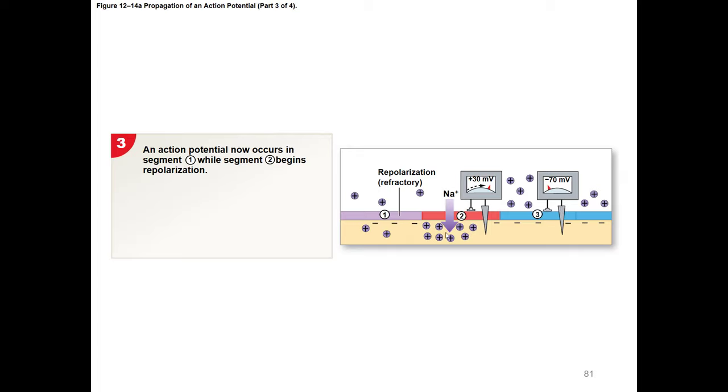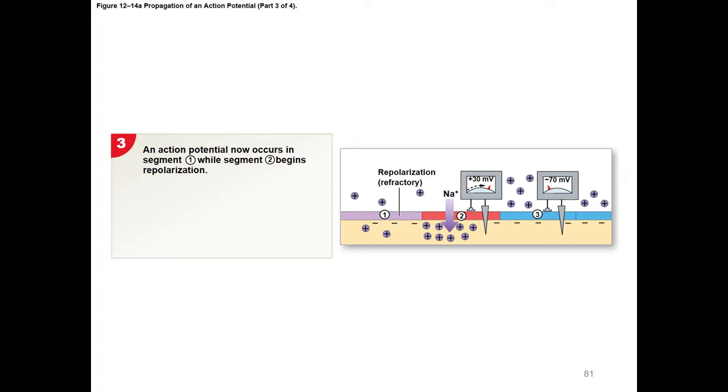But meanwhile, what's going on in the initial segment? So we're depolarizing in segment 2 right now, so what should be going on here? Well, the answer is repolarization. Since we've already depolarized, we got all the way to positive 30. Remember, sodium channels close, potassium channels open, potassium rushes out. So as potassium rushes out, all that positivity leaves the cell, and that makes our number more negative. So we're heading towards negative 70, which is repolarization.